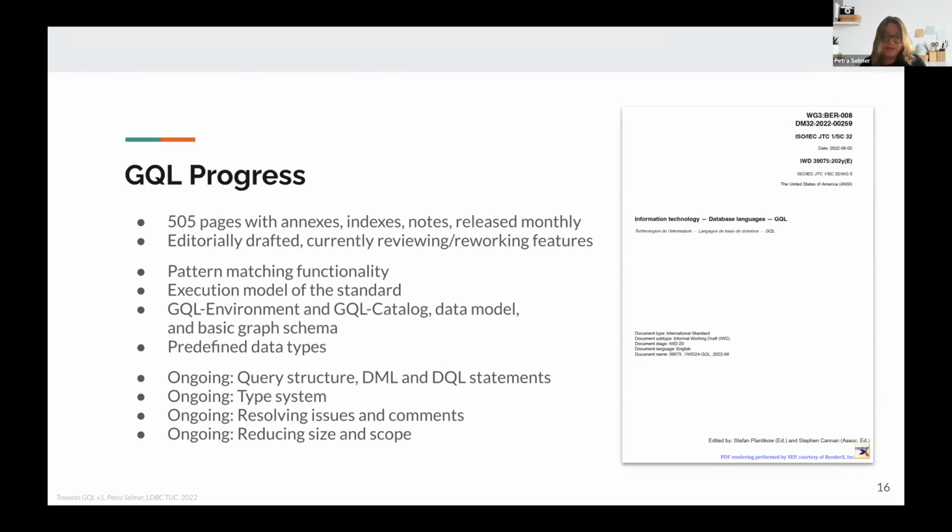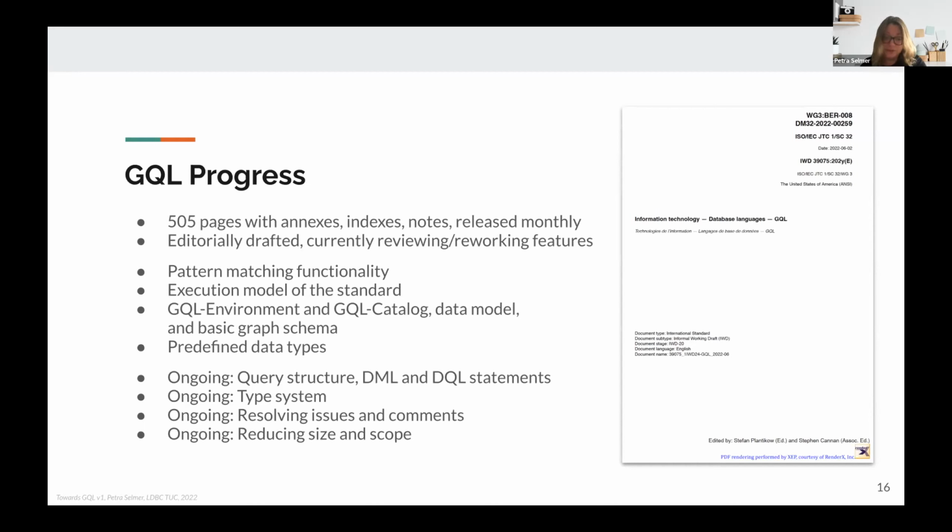What's already in, in all stages from complete through to almost on the finish line, is pattern matching. And of course, this is because we had to maintain parity with SQL PGQ. Also the execution model of the standard, environment and catalog, data model and basic graph schema, and predefined data types, mostly also offering what SQL does. However, we're still working on query structure, DML, and the type system.